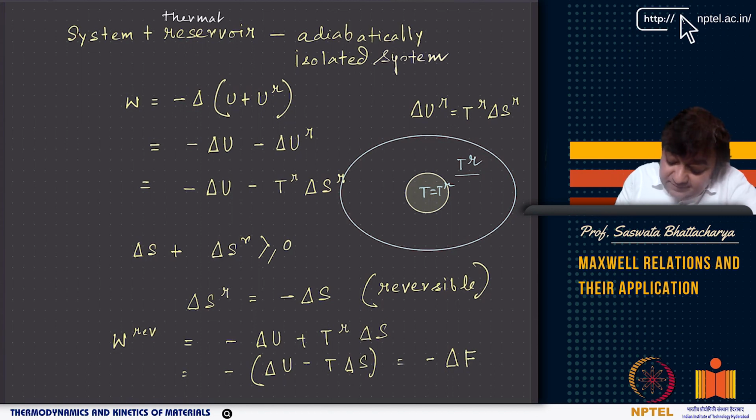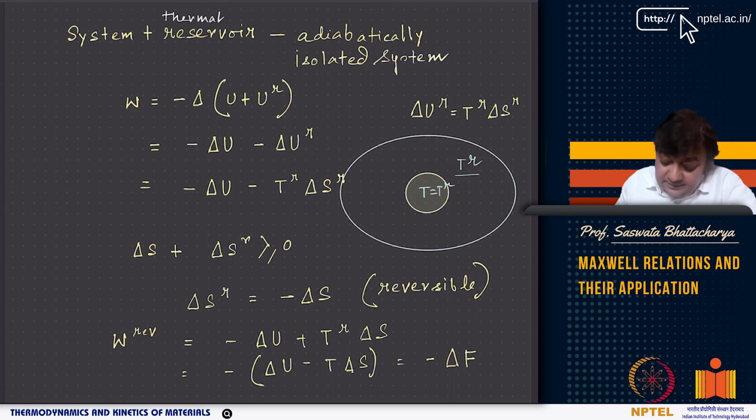So we can write minus delta U minus TR delta SR. Now we have from the second law that delta S plus delta SR has to be greater than or equal to 0. Right? For a reversible process, if only a reversible process is taking place, delta S plus delta SR equals 0, right? Equality condition happens. So that means delta SR is nothing but minus delta S. So now think of this work as reversible work.